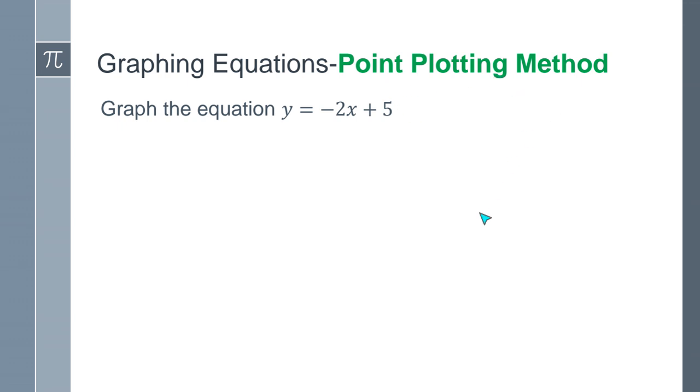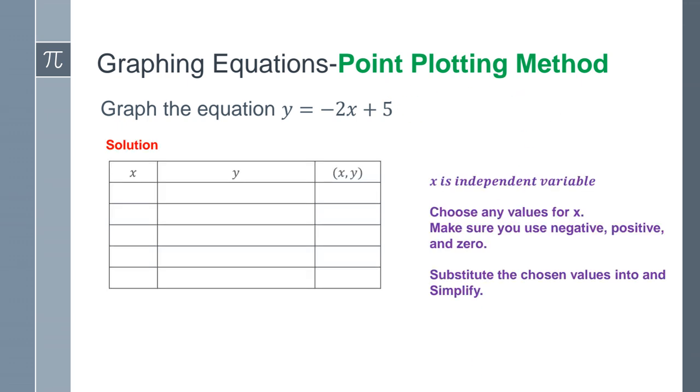So the point plotting method is basically you want to pick some points for x. X is an independent variable, so you can choose any values that you want for x. However, I encourage you to make sure that you use some negative numbers, positive numbers, and 0 for sure. The other thing that I encourage you to do is to use consecutive numbers. In other words, you don't want to pick 20 and 100 and 1000 because then it might be a little bit harder to see the actual graph and be able to plot it.